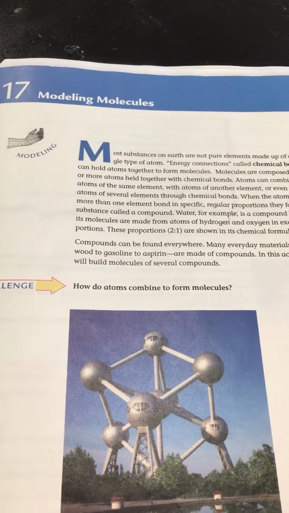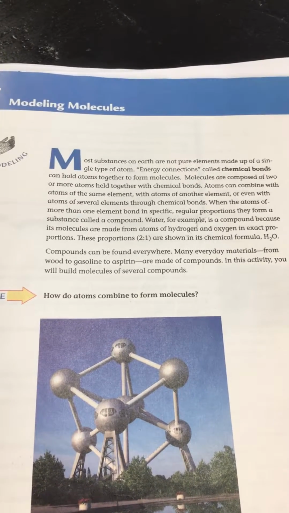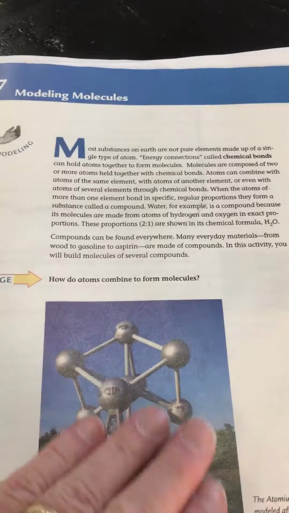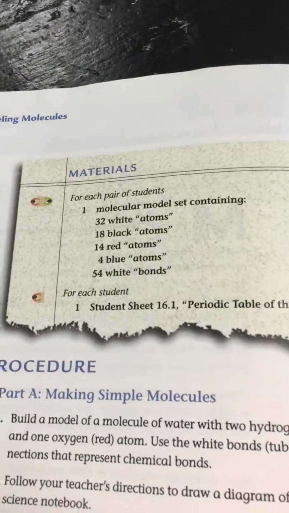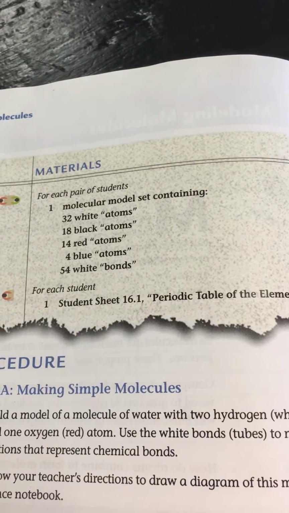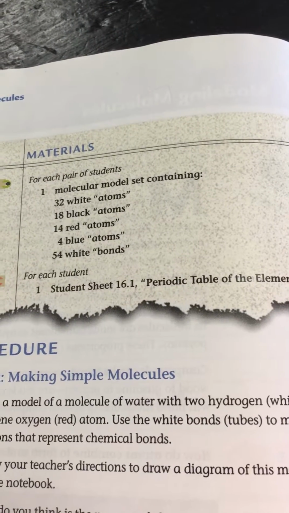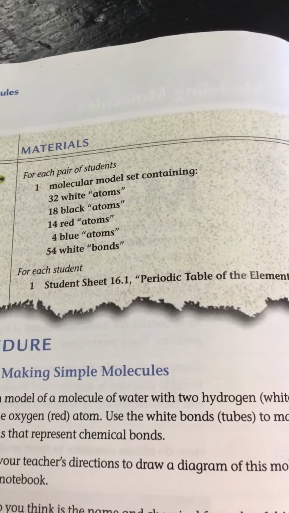Lab B17 Modeling Molecules. In this lab, we will be modeling molecules. Our challenge question is, how do atoms combine to form molecules? The materials that we are going to be working with are 32 white atoms, 18 black atoms, 14 red atoms, 4 blue atoms, and 54 white bonds.